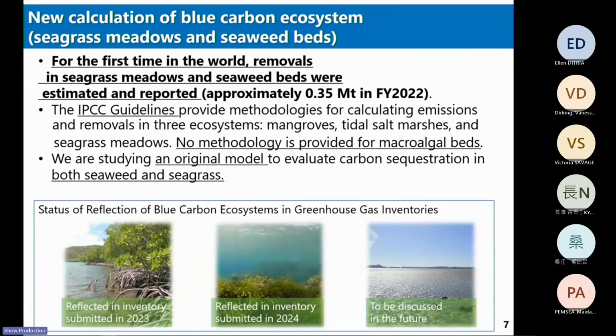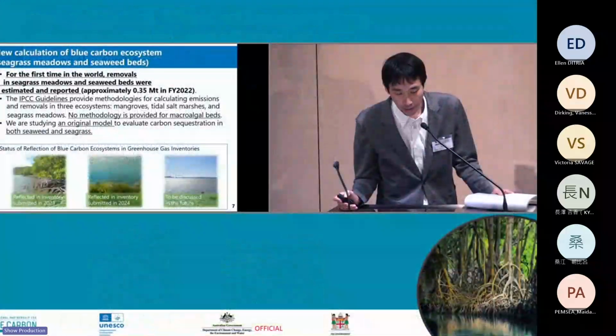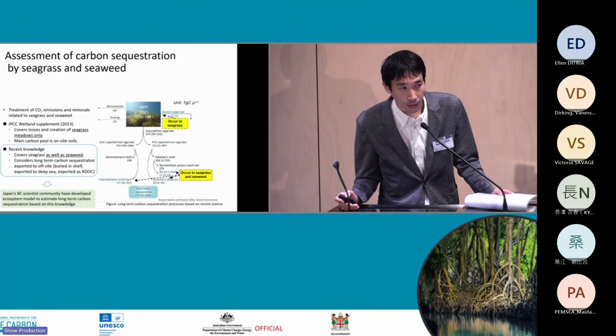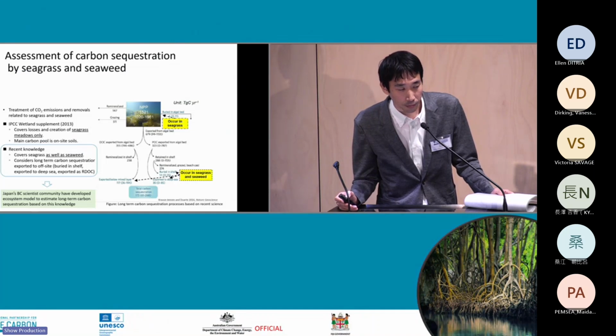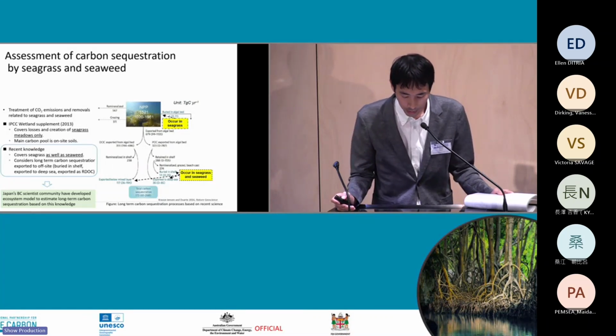The amount is 350 kilotons annually. That amount is relatively small compared to Japan's total emissions, which could be 1 billion tons of carbon dioxide. However, the amount is still significant because it is equivalent to about 140,000 typical Japanese households' carbon dioxide emissions.